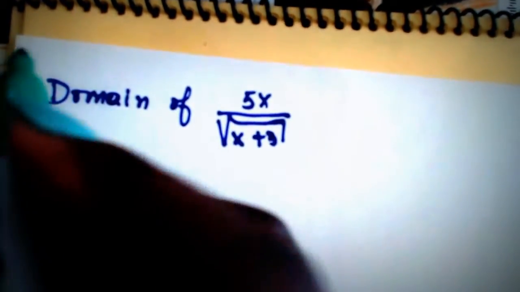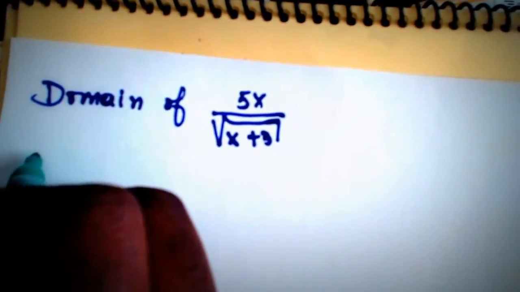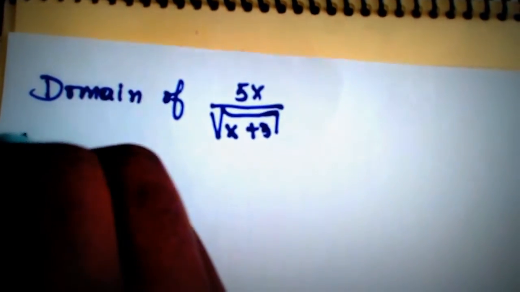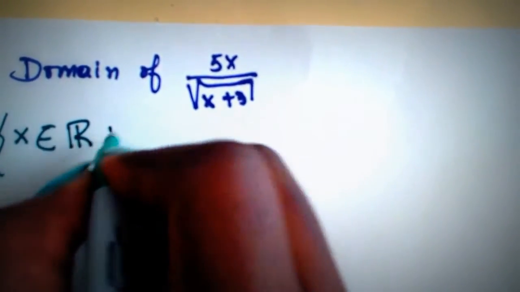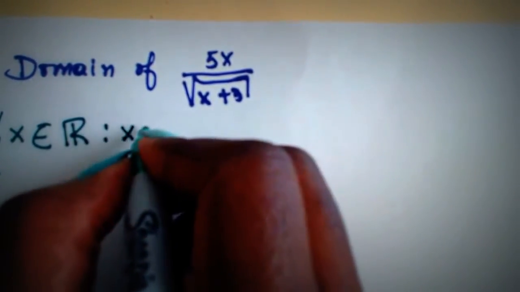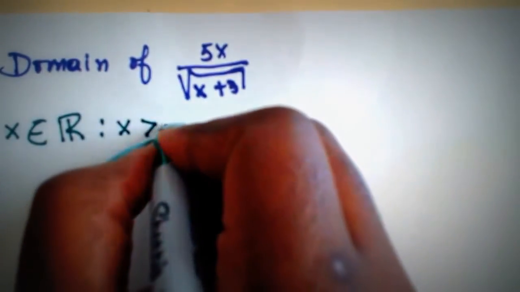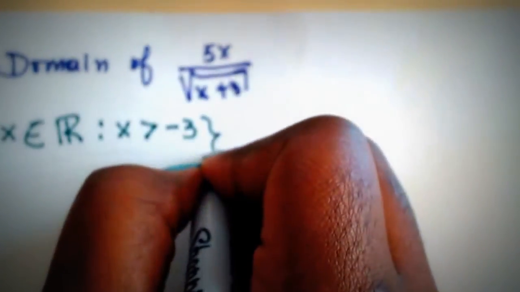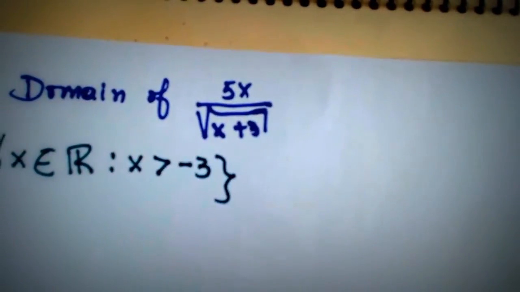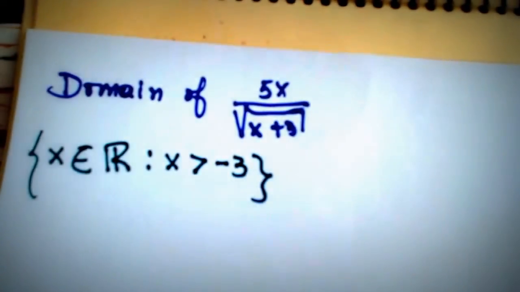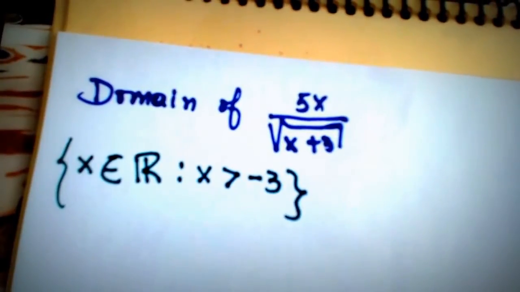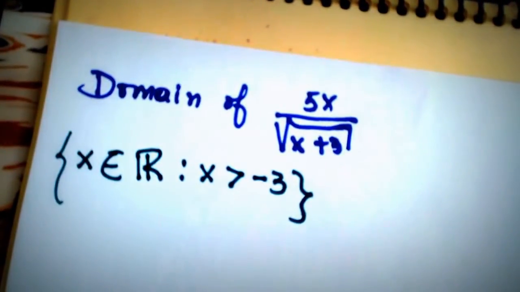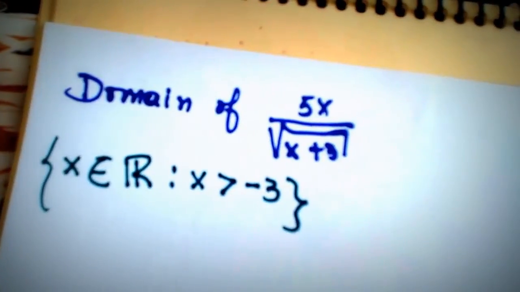The solution to this problem is x belonging to all real numbers such that x is greater than -3. So why is the answer not all real numbers, but all real numbers such that x is greater than -3? Why does x need to be greater than -3?